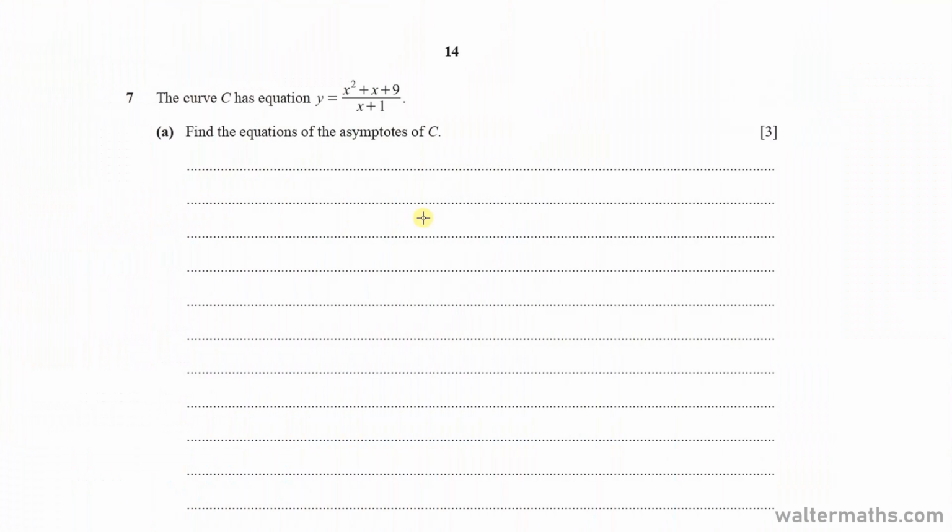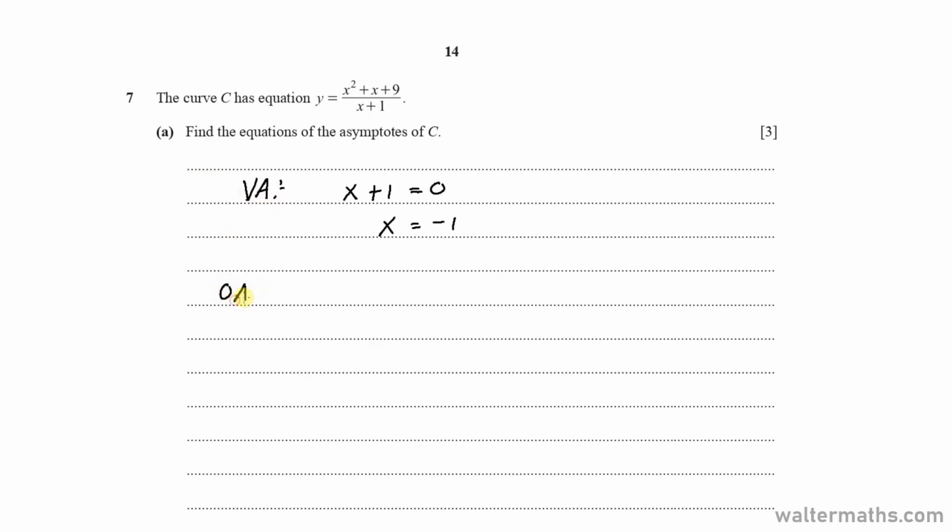Question number 7. The curve C has the equation y is equal to x squared plus x plus 9 all over x plus 1. On A, find the equations of the asymptotes of C. Alright, so here we're going to start with the vertical asymptote. And for the vertical asymptote, we find it when the denominator x plus 1 is equal to 0. So the equation of the asymptote here is x is equal to minus 1. So that's the vertical asymptote.